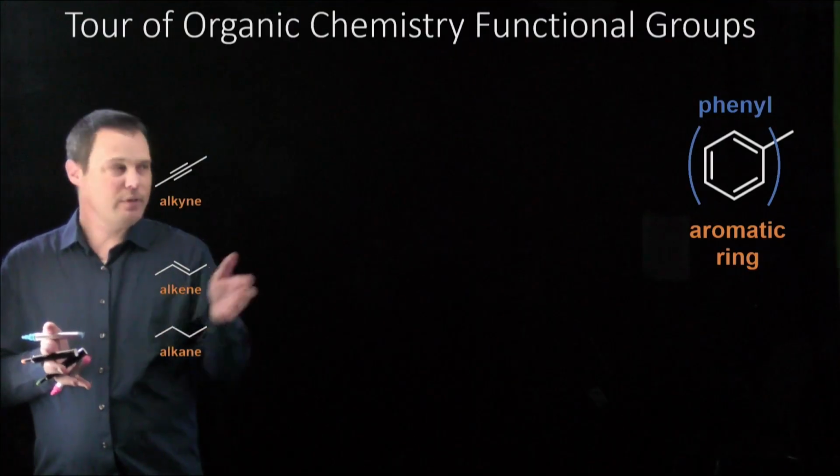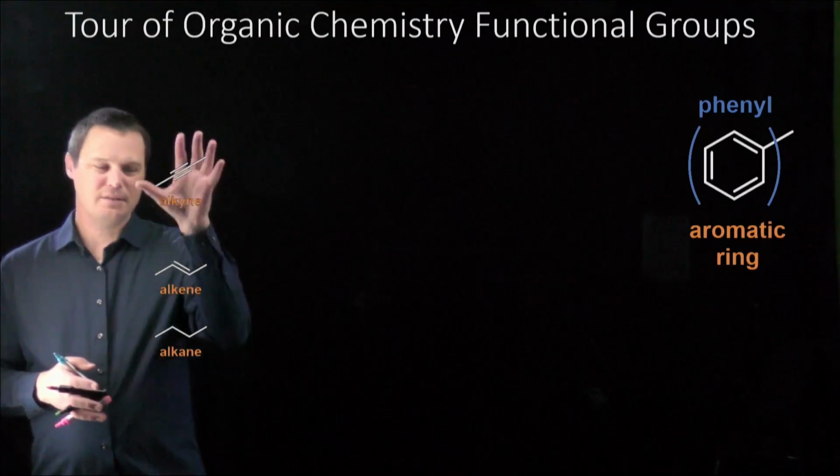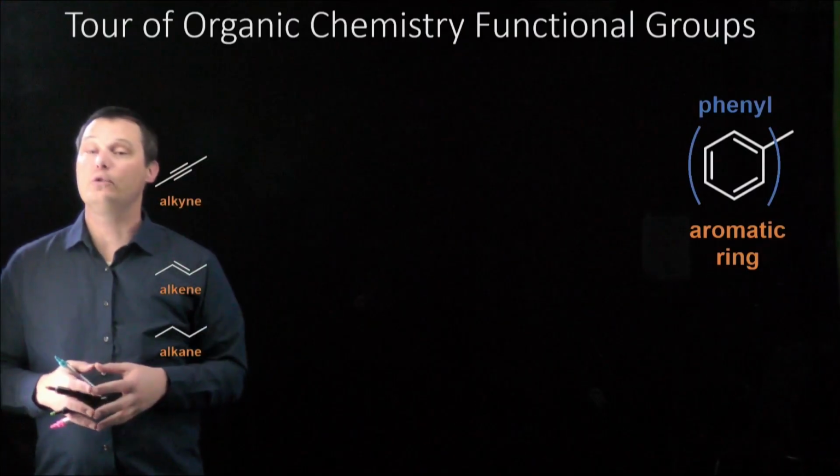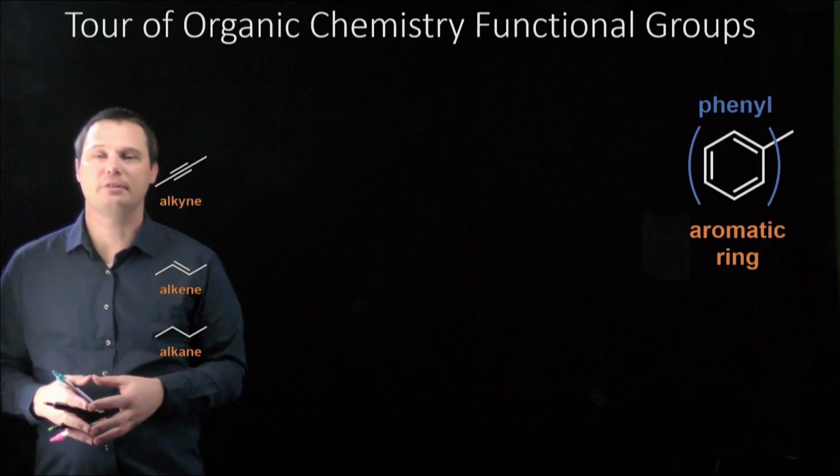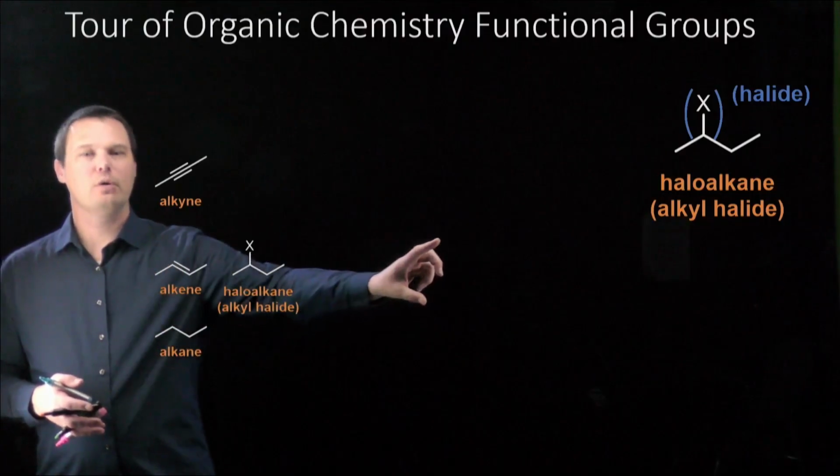The name of the fragment within this benzene ring is the phenyl group. It doesn't quite fit in our nice grid, so I'm not going to include it as part of the grid, but you do need to be able to recognize aromatic rings. Next, I want to fill out this row of the grid that we're starting to make.